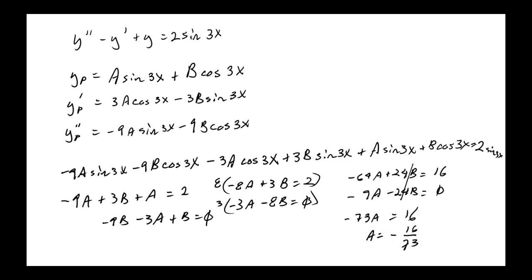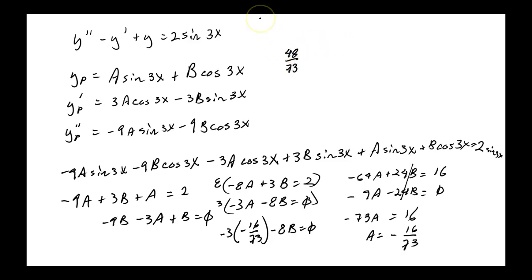I guess not. Okay? Now, if a is equal to negative 16/73, then let's use either one of these equations to figure out what b is. Well, let's go back to the second equation here, which is minus 3 times a, which is minus 16/73, minus 8b is equal to 0. Okay? Now, if I multiply those two together, I get positive 48/73, right?